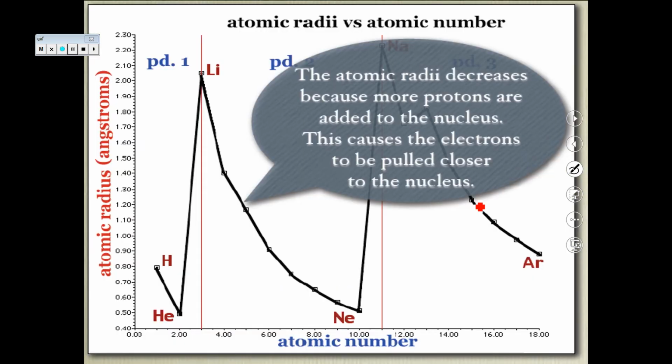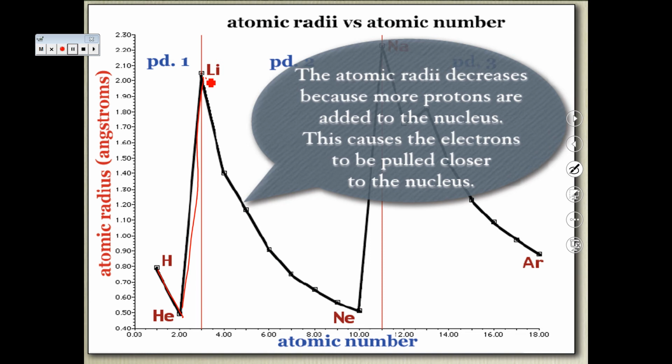Atomic radii versus the atomic number. So here on the x-axis, we have the atomic number. On the y-axis, we have the atomic radius. So notice that for period 1, as you go across the period, hydrogen to helium, the atomic radius gets smaller. Then, all of a sudden, when you go from period 1 to period 2, helium to lithium, there's a huge jump in the atomic radius.